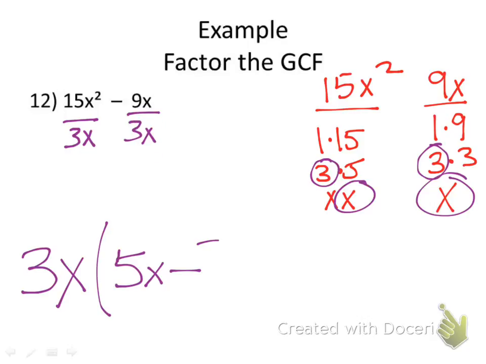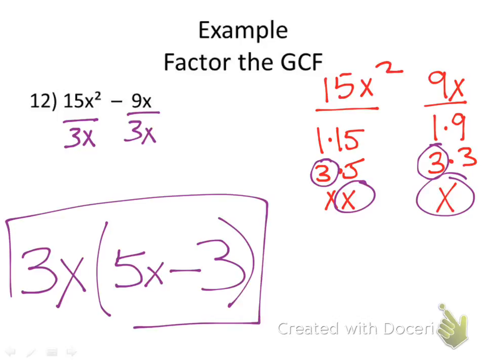3. You had an X. You took out an X. How many X's do you have left? 0. None. So don't write any X's. Box that in. If you're not sure, distribute this back out and see if you end up where you started. So if I do 3X times 5X, I would end up with 15X squared. 3X times 3 gives me 9X, so I know that I have the right answer because it works when I try to do it in reverse. Raise your hand if you have any questions or if you need more time.